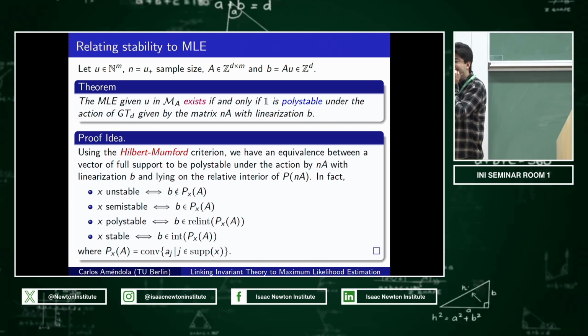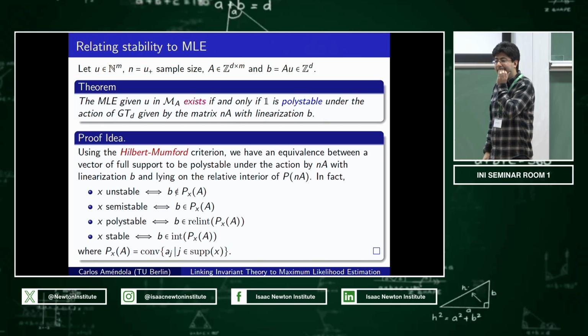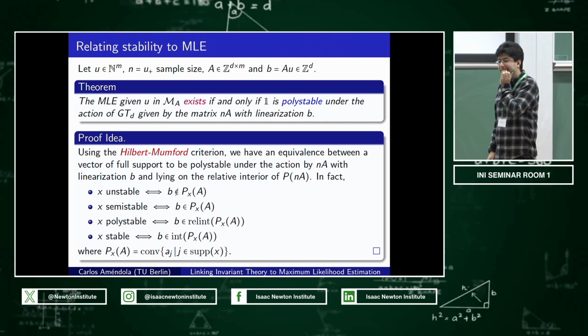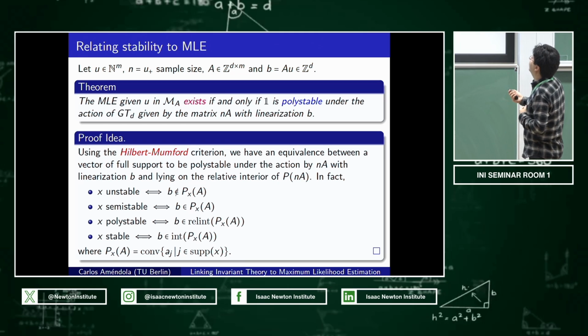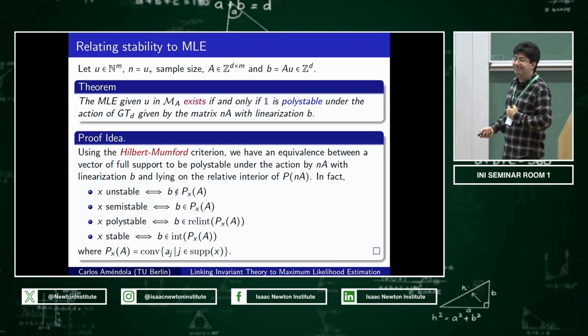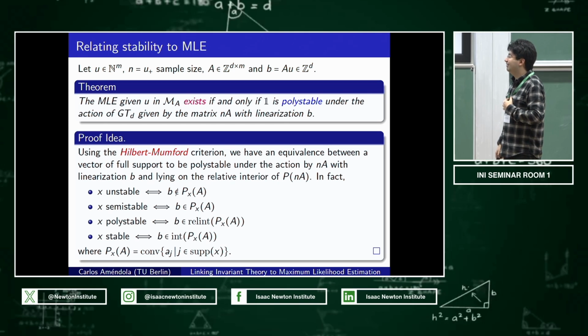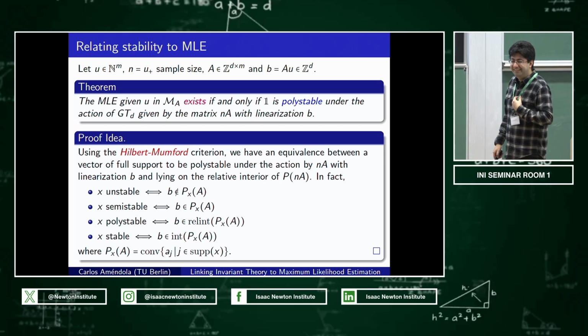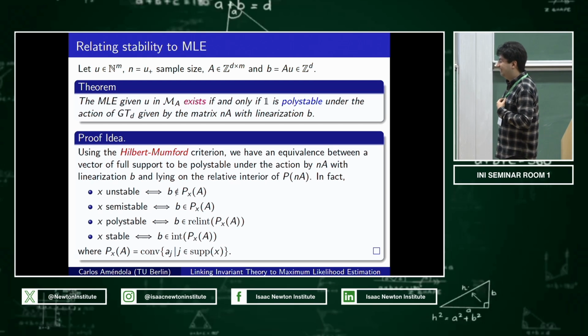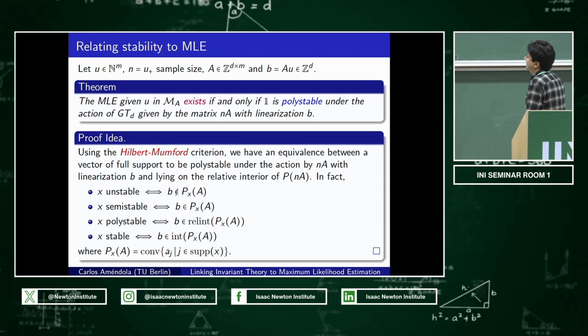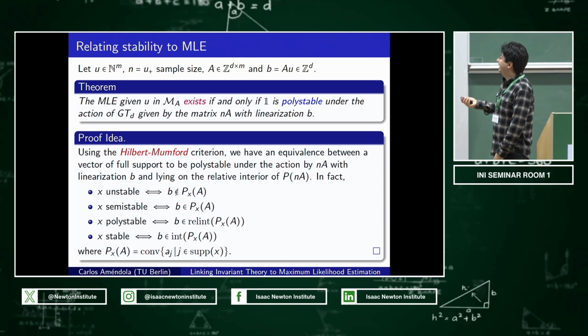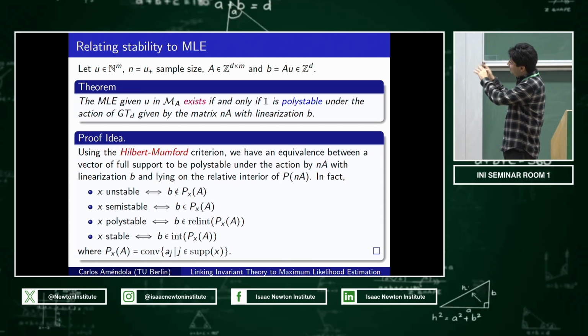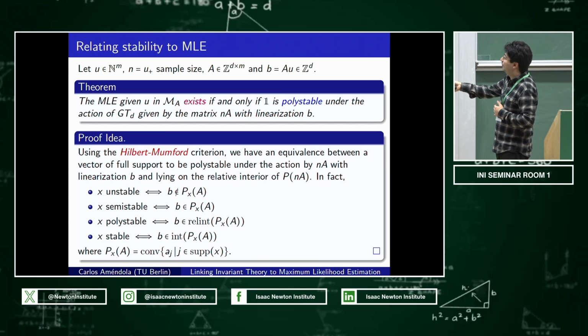Is unstable also not possible then? If you're assuming that U is non-negative, then you also won't be in the unstable. Then you can only be semi-stable or polystable, right, because the polytope is the image of the simplex. So in this particular linear case, we don't get the full 4 cases.